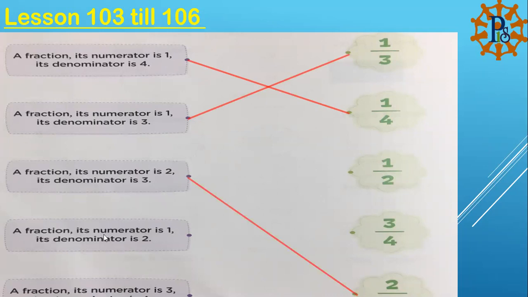A fraction whose numerator is 1 and denominator is 2. So I search for 1/2 or half. The last one must be this one, 3/4. A fraction whose numerator is 3 and its denominator is 4. So we must join these two together. Okay? So this is about numerator and denominator.